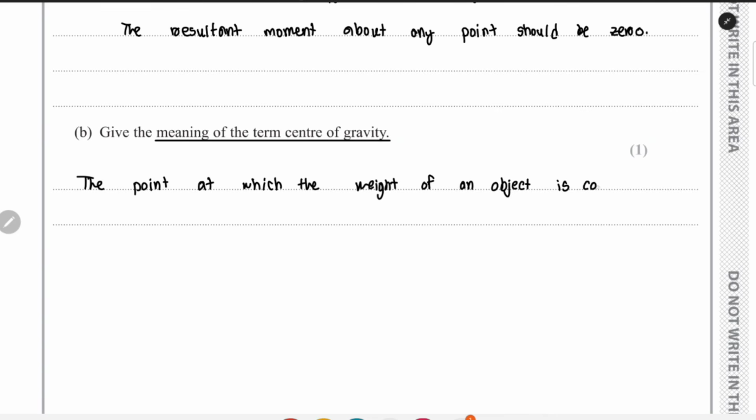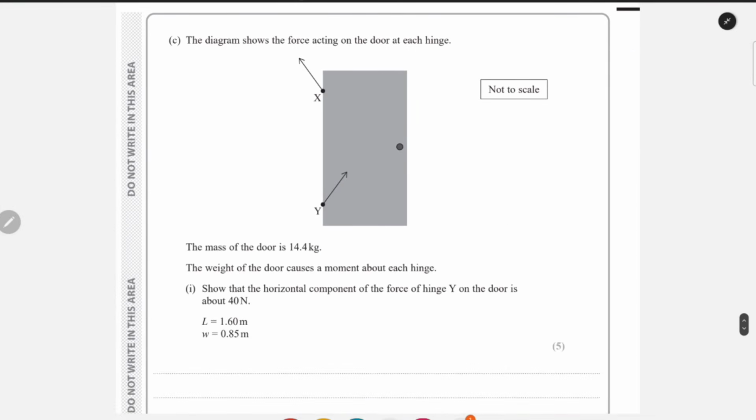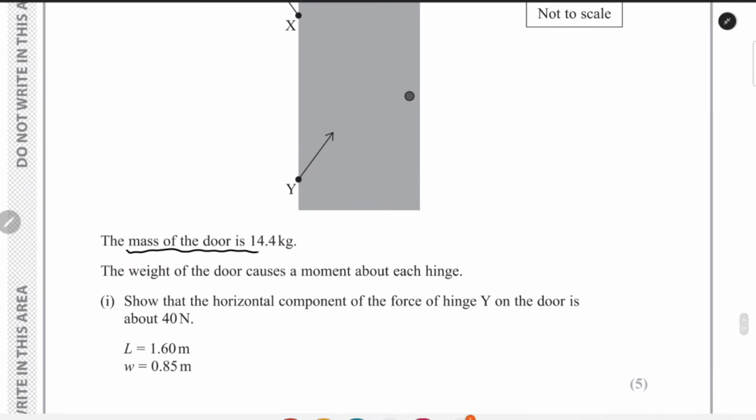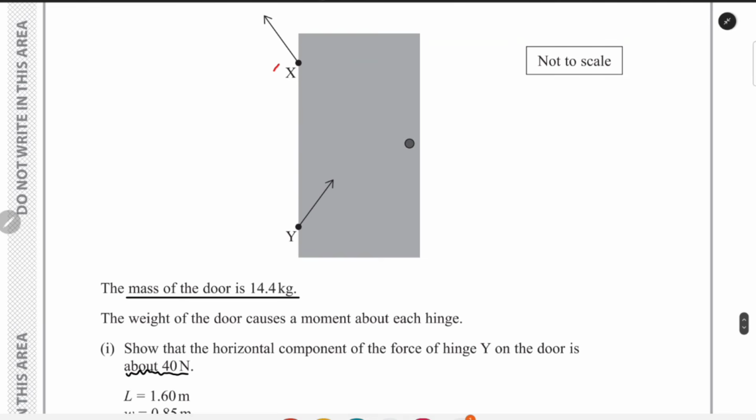This is the definition of the center of gravity. In part C, we have to use the following information to calculate the horizontal component of the force of hinge Y and show that it's about 40 newtons. So this length L, we are given, is 1.60 meters.